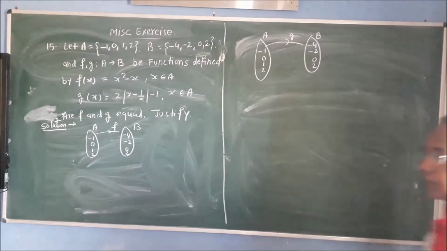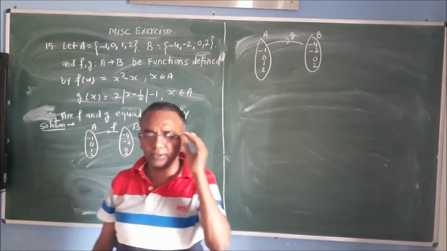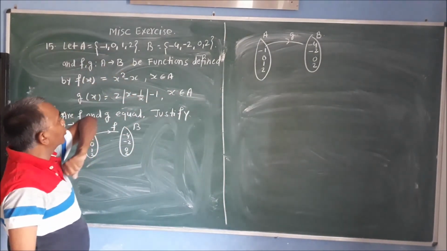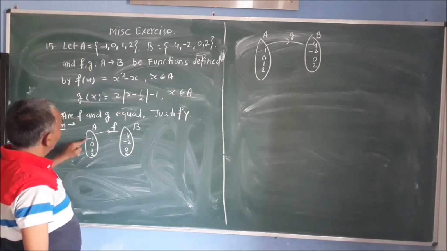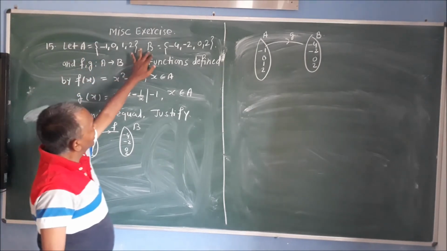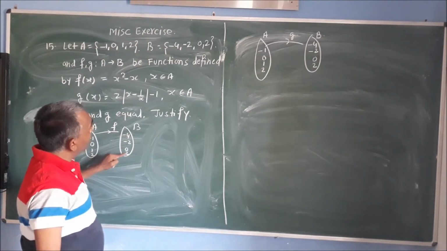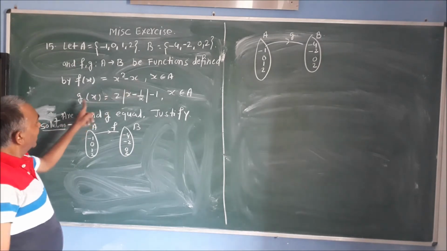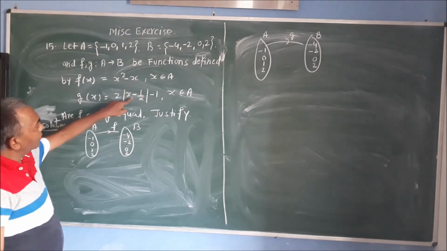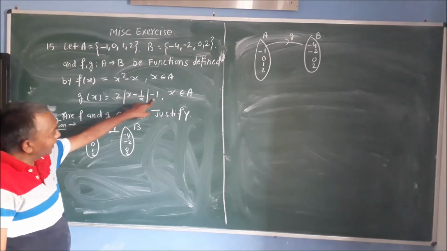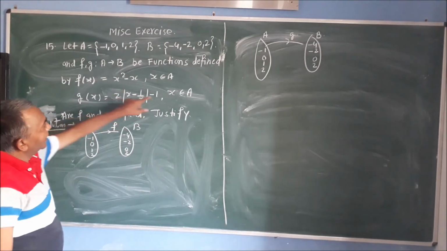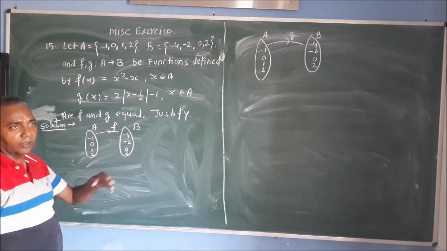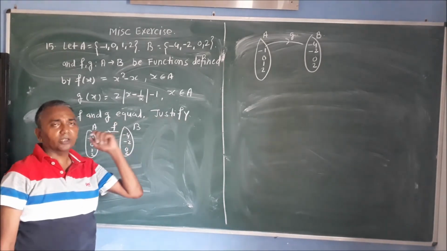See here. Here is another question of miscellaneous exercise. Question number 15. A and B are two sets. Elements of A are -1, 0, 1 and 2. Elements of B are -4, -2, 0 and 2. And we have to prove that f(x) is equal to x square minus x and g(x) is equal to 2 into mod of x minus 1 by x minus 1, for all x belongs to A. Then we have to prove that f and g are equal functions. We have to find the reason why they are equal functions.